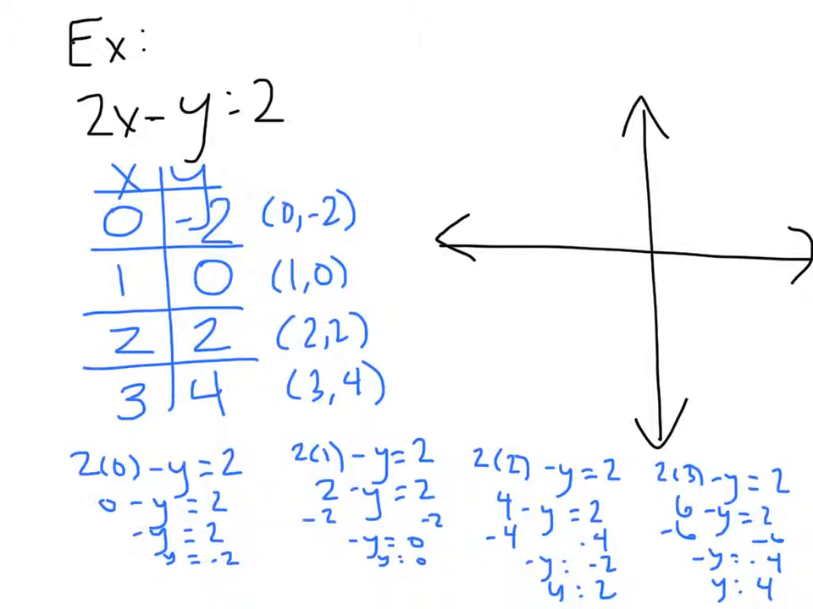And then I plot them on my graph. 0, negative 2, 1, 0, 2, 2, and 3, 4. And I see that they make a line. I use a ruler and go through all those dots, and I have made my line that goes with that graph.